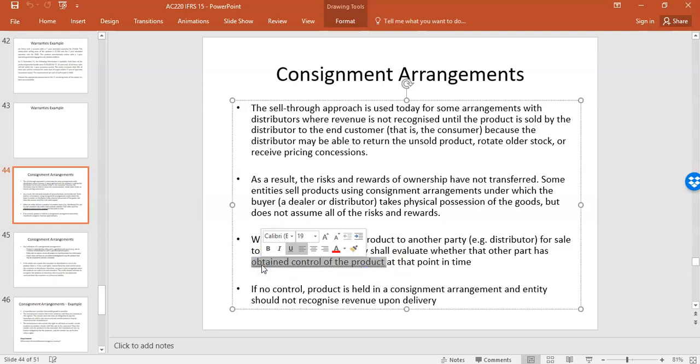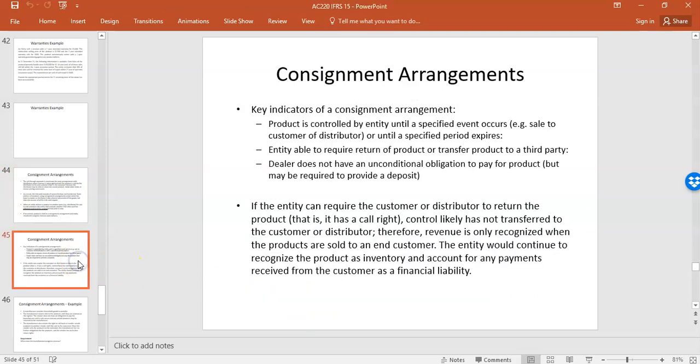If they haven't obtained control, you cannot recognize revenue, nor can you de-recognize inventory. That's what we call the product is held on a consignment arrangement, and you shouldn't recognize revenue then. So it's an important one to watch for. What are the key indicators you're looking for?